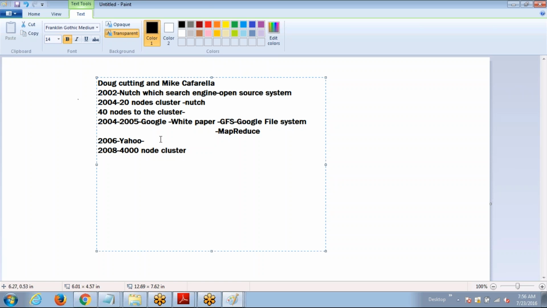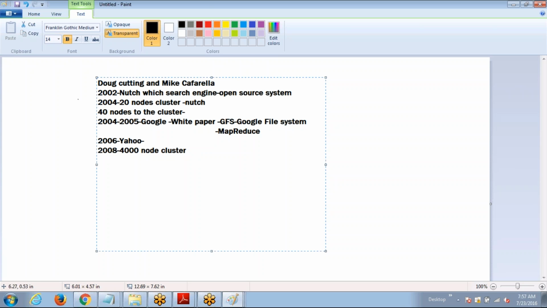Yahoo said, hey, instead of working part-time, why don't you work full-time, and we are also providing 20 more people along with the equipment. Okay, they started working as a full-time job. They were able to succeed with the 4,000 node cluster in 2008. Yahoo successfully implemented this 4,000 node cluster in a production grade environment for their users' data. That is the whole story about how Yahoo came into the picture.